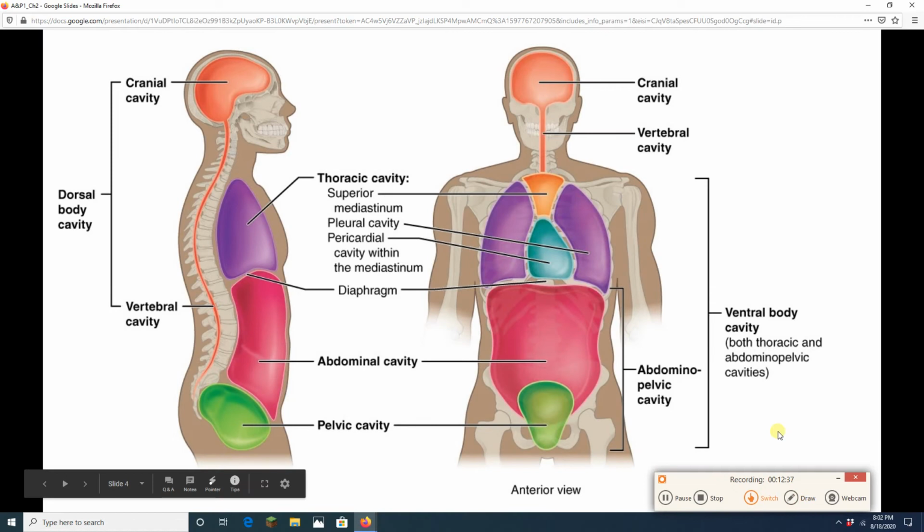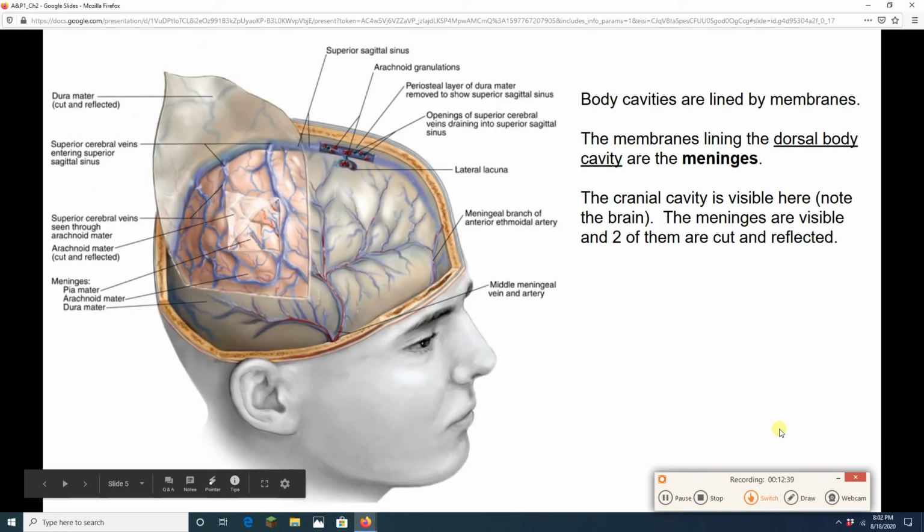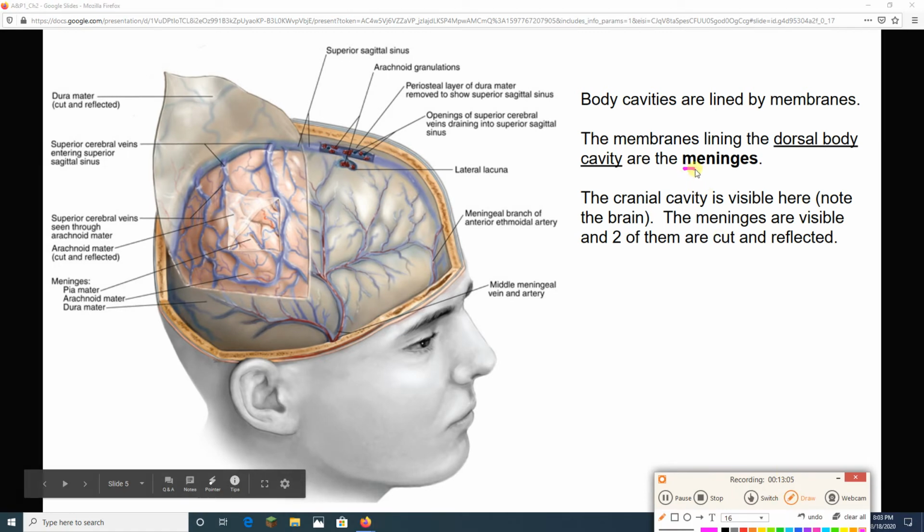Good. Let's keep going. In the dorsal cavity, we said we find the brain and spinal cord. Brain in the cranial cavity, spinal cord in the vertebral cavity. Now, all your body cavities, including these, are lined by membranes. The membranes in the dorsal body cavity are known as the meninges. You might have heard of meningitis when these meninges get inflamed.